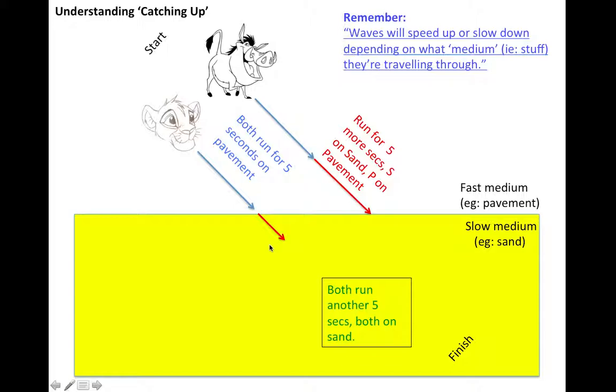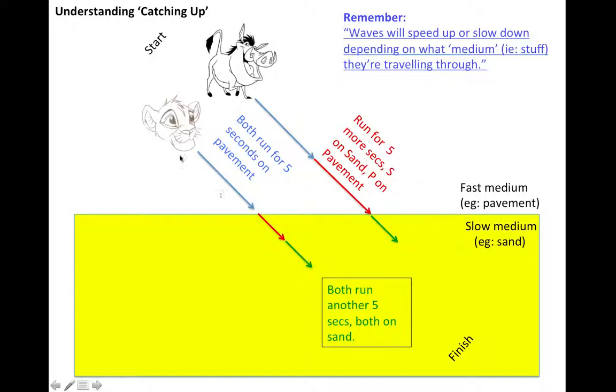Finally, both run another 5 seconds. This time they're both on the sand. How far are they going to go this time? Well, Pumbaa's already further ahead. But because they run the same speed, Pumbaa's going to run as far on the sand in 5 seconds as Simba can in 5 seconds. So Simba's going to run another 5 seconds and get about here. Pumbaa's going to run another 5 seconds and get about here. Let's just check that. Yep, so that's what happened.